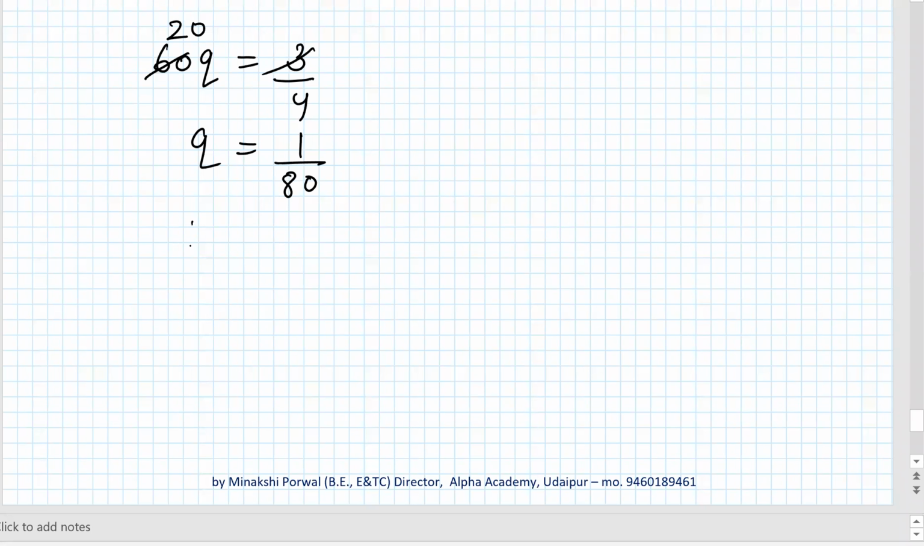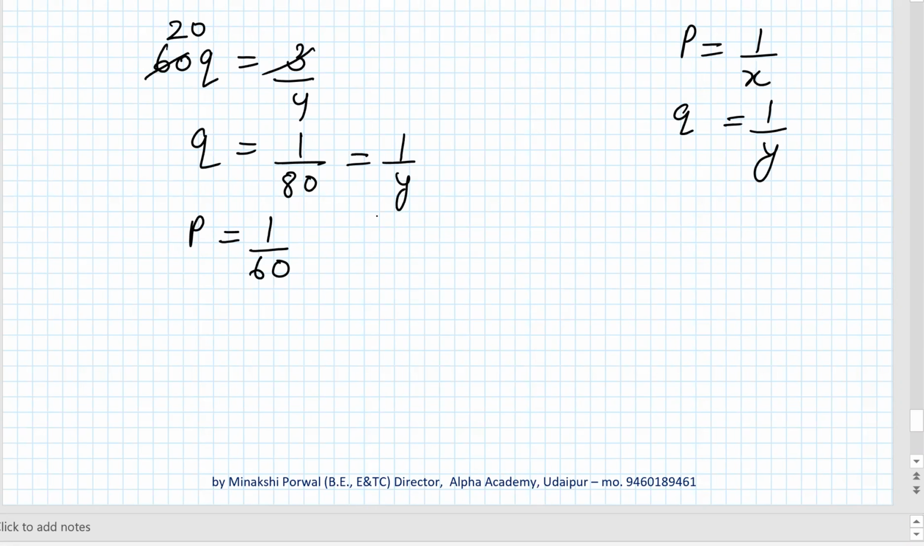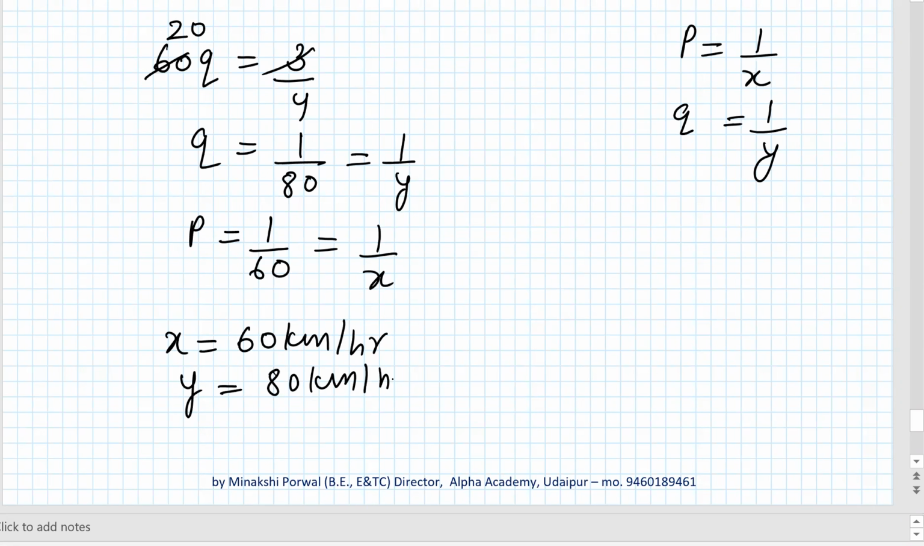So now we got p equals 1 by 60 and q equals 1 by 80. We have assumed p as 1 upon x and q as 1 upon y. Or I can write x equals 60 kilometers per hour and y equals 80 kilometers per hour. Okay. So our assumption was that train's speed is x kilometers per hour. So this is the speed of train and this is the speed of bus. These are the answers.